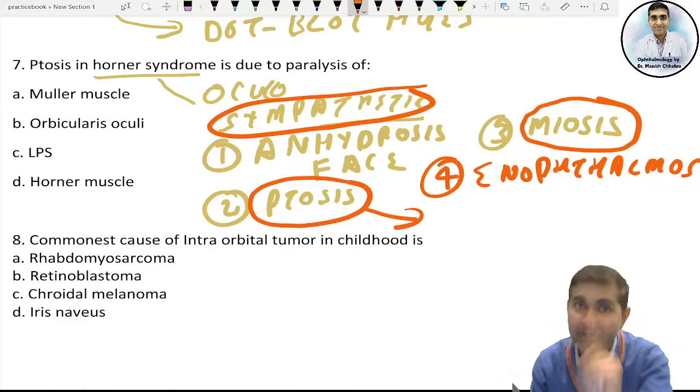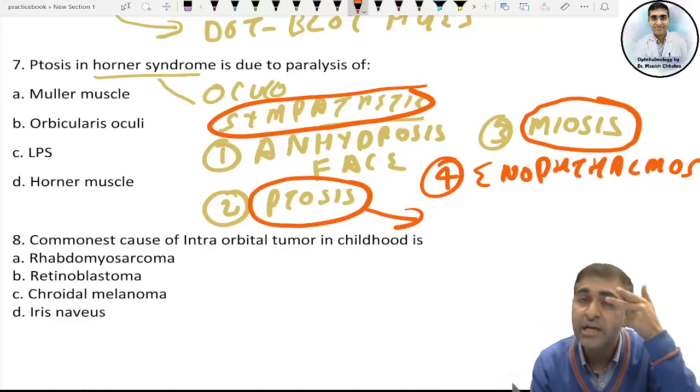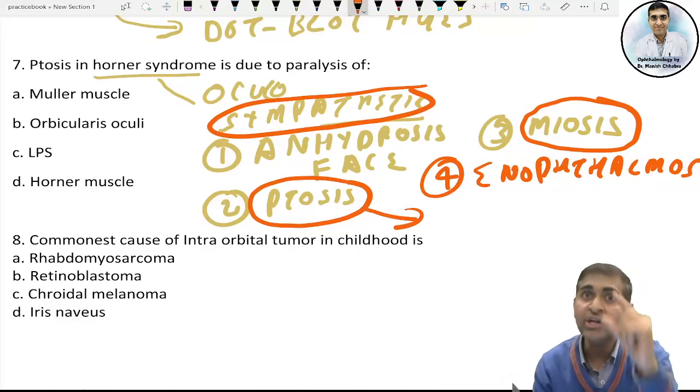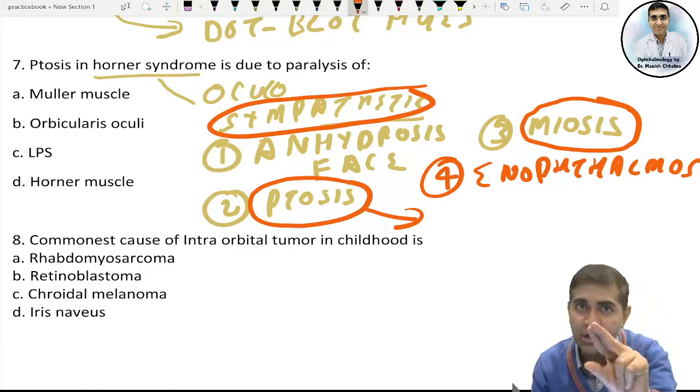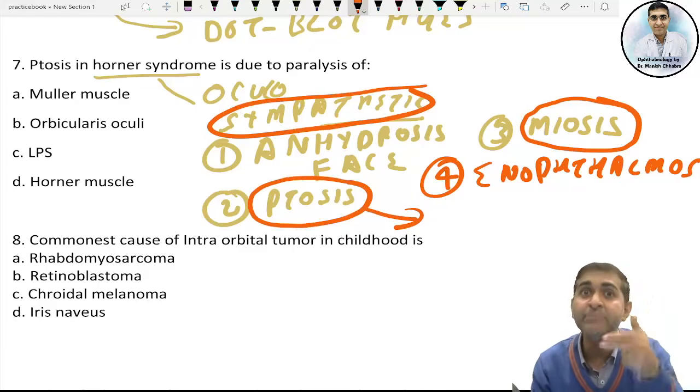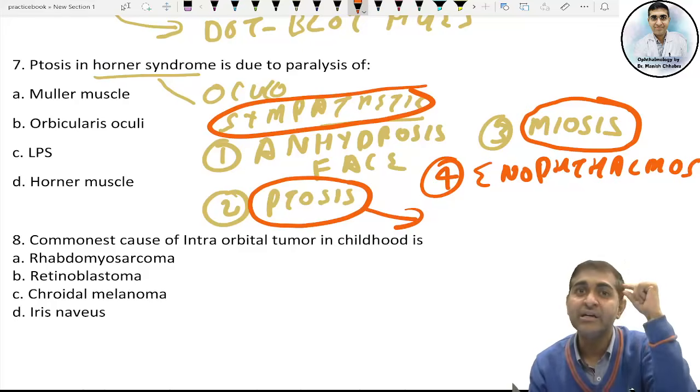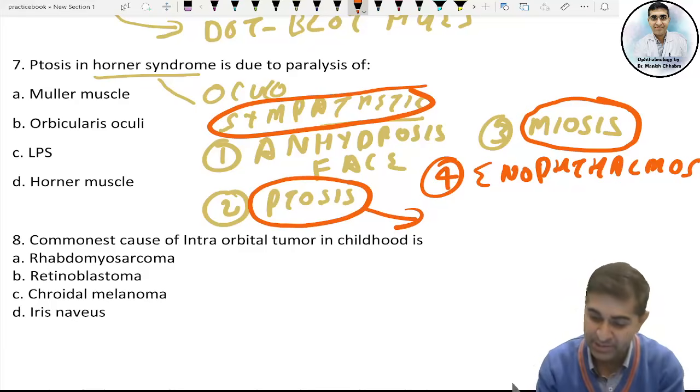But mind you, Muller's muscle helps in keeping the eyelid open by just 2 millimeter. If there is Horner syndrome, the lid droop will be just 2 millimeter, because 2 millimeter is the total drooping of the eyelid which is controlled by Muller's muscle.